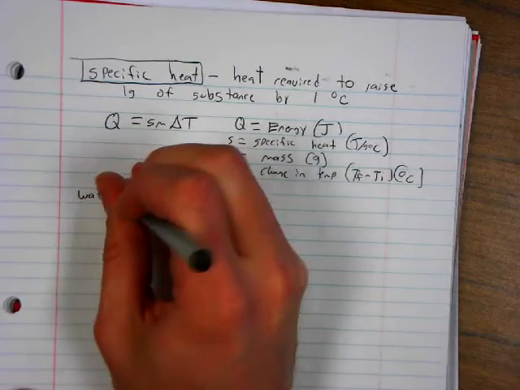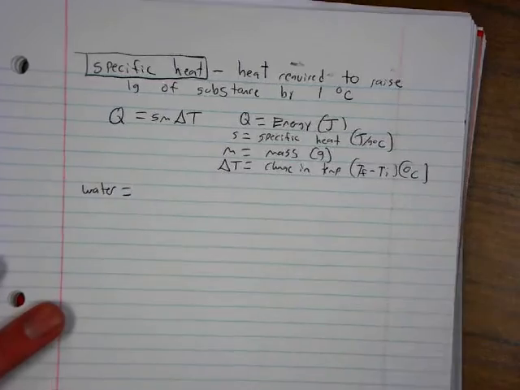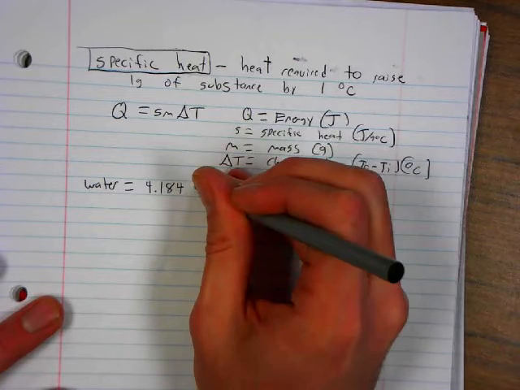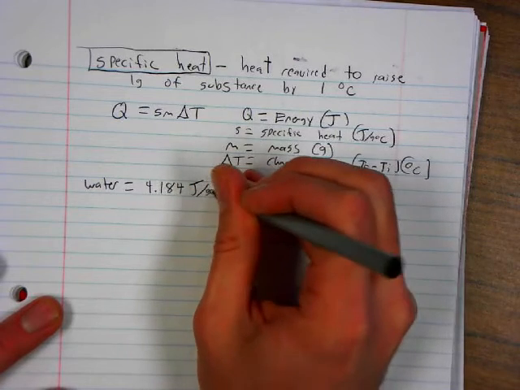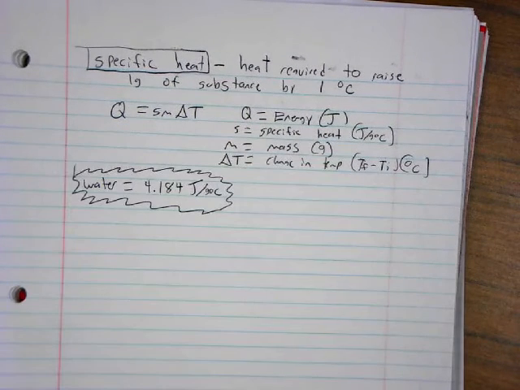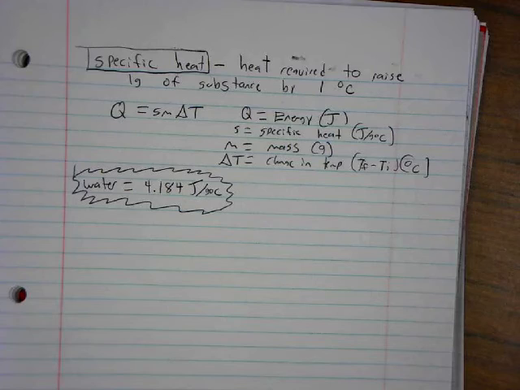The most important specific heat to know is water. Anybody know what it is? 4.184 joules per gram degrees Celsius. That is water's specific heat. Is that on the card? Yeah.